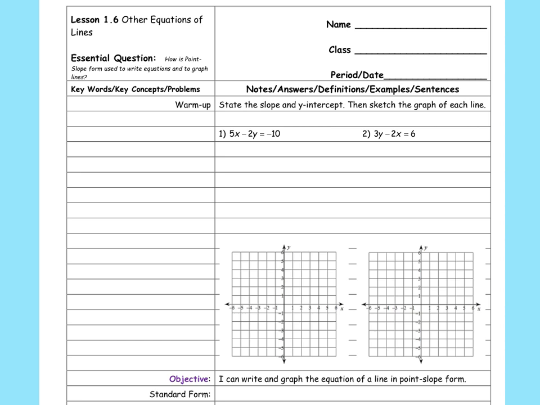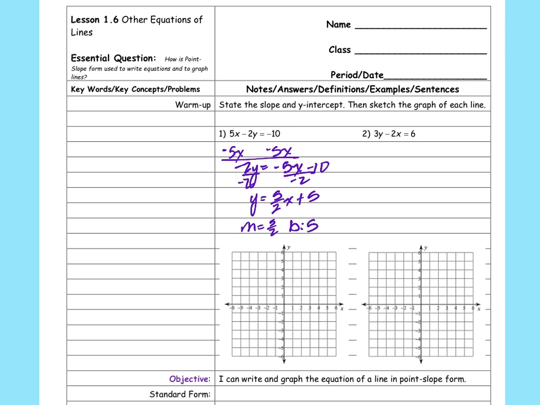So it says state the slope and y-intercept and sketch the graph of each line. Okay. So in order to find the slope and y-intercept, I've got to solve for y. So I'm going to subtract 5x from both sides of my equal sign, and I get negative 2y equals negative 5x minus 10. Divide by negative 2, and y is going to equal 5 halves x plus 5. So my slope is 5 over 2, and my y-intercept is 5.